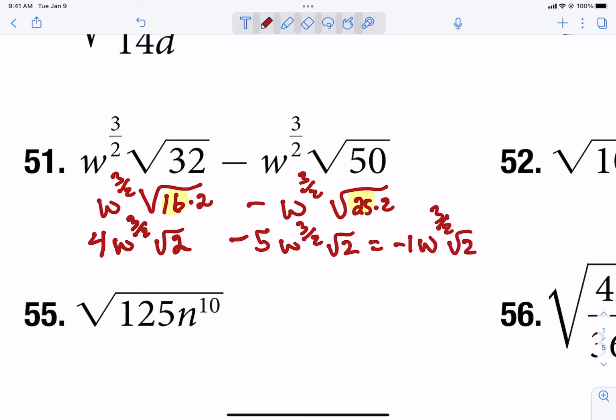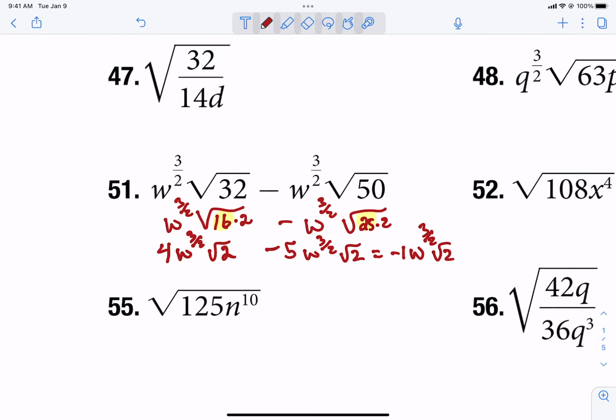Now you don't have to put a 1 physically there. You can just put the negative symbol. Doesn't matter to me one way or the other. You decide. So there is 51 for you.